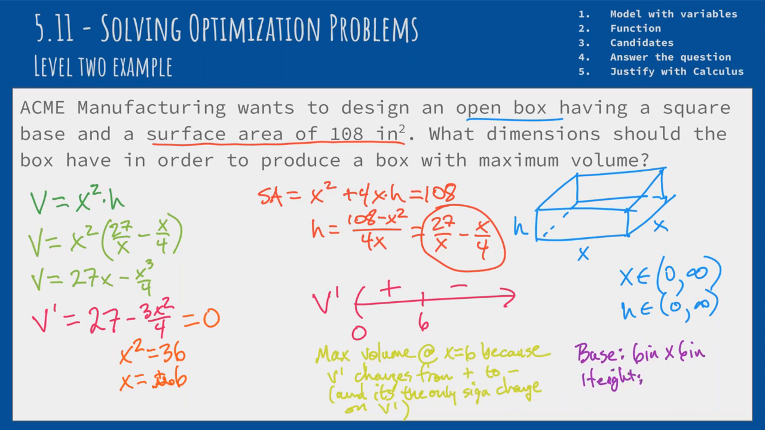is going to be, so we need to figure out what the height is, and I'm going to plug the 6 into that equation right there to get the height. So we have 27 over 6, which is the same thing as 9 halves, minus 6 over 4, which is 3 halves. 9 halves minus 3 halves is 6 halves, which is 3. So the height is going to be 3 inches. So the dimensions that are going to give us the maximum volume for this box is going to be 6 by 6 base with a 3-inch height.